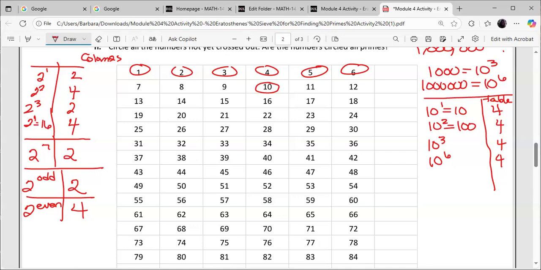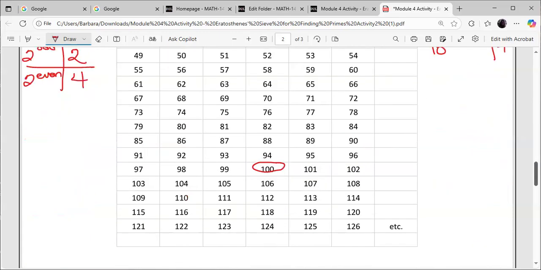So we would say any number that is a power of 10, or 10 to the power of something, is in column 4. That's what the pattern seems to be. Okay, so that was 2A, B, and C.